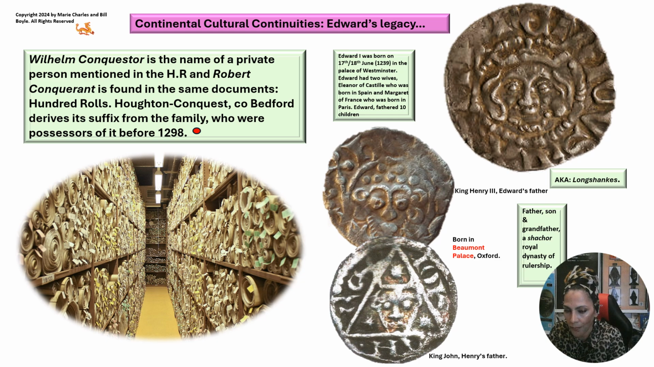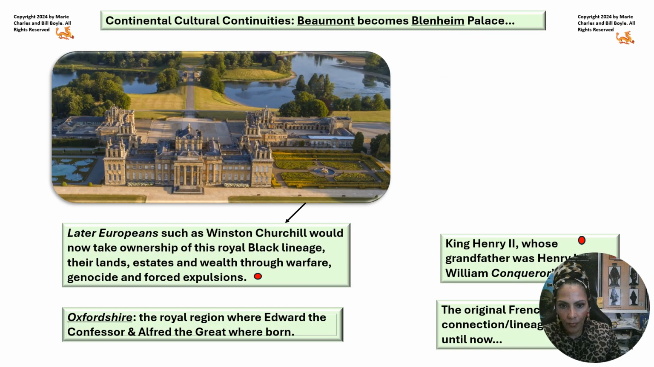Now, we know that he was also born in Beaumont Palace, and that Beaumont Palace becomes a very, very important region in Oxfordshire, which we touched upon in the last presentation. Okay, just so that we're clear, Edward I's grandfather, King John, is born in Beaumont Palace, which you see here on this slide, and Edward I was born in Westminster, which was built by Edward the Confessor.